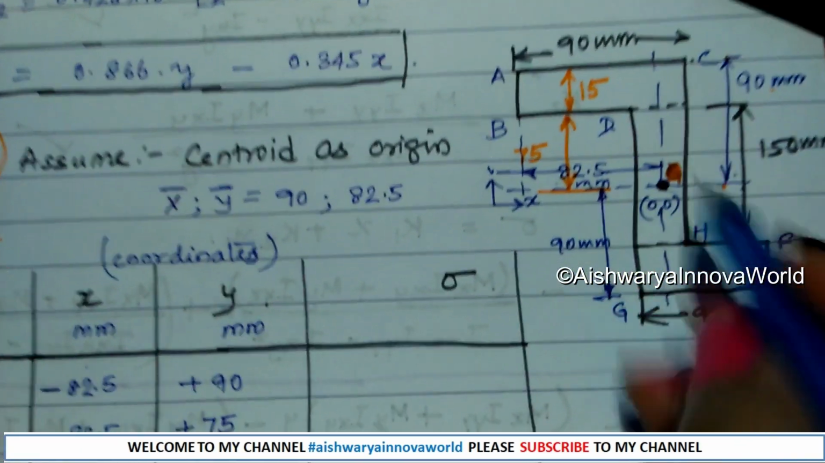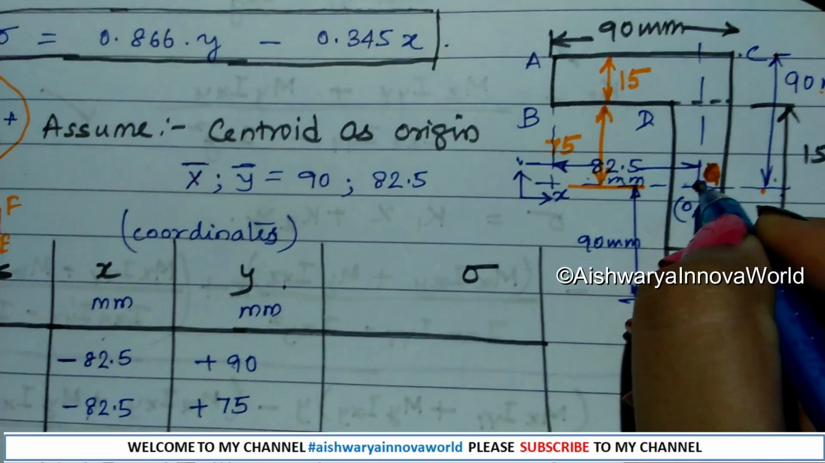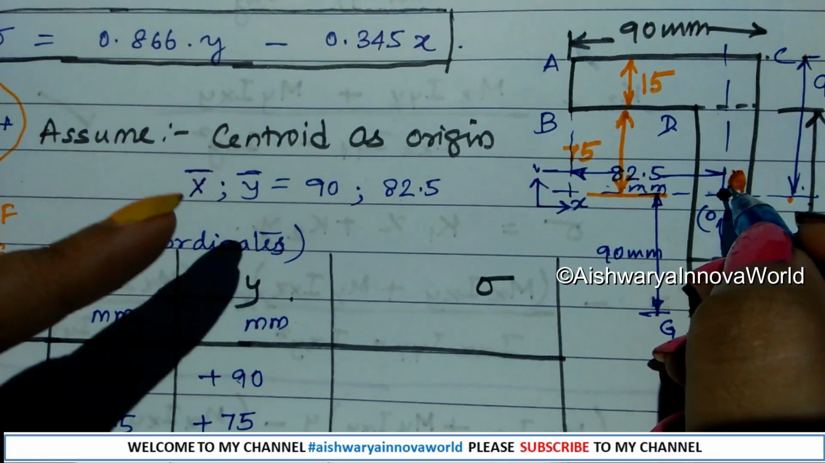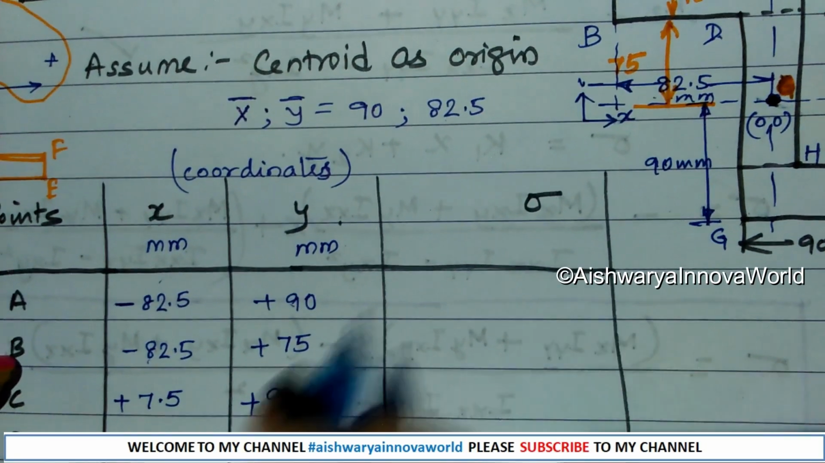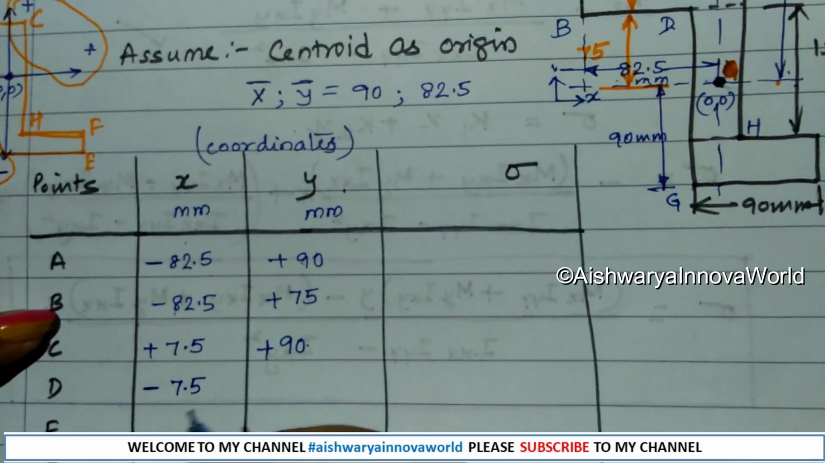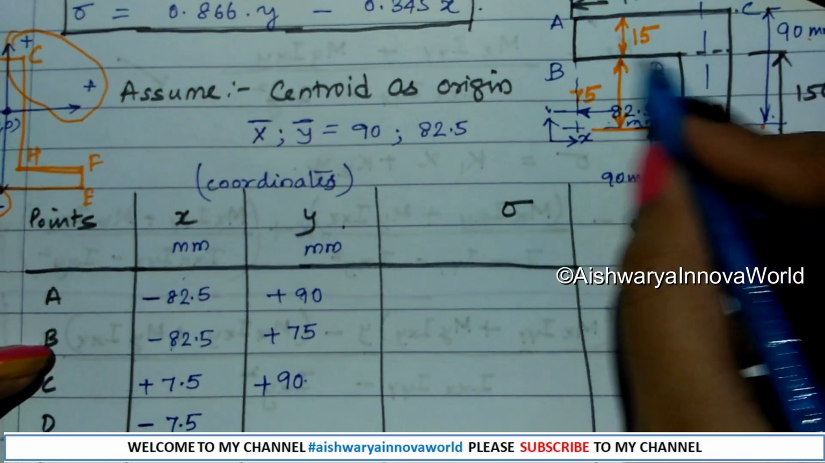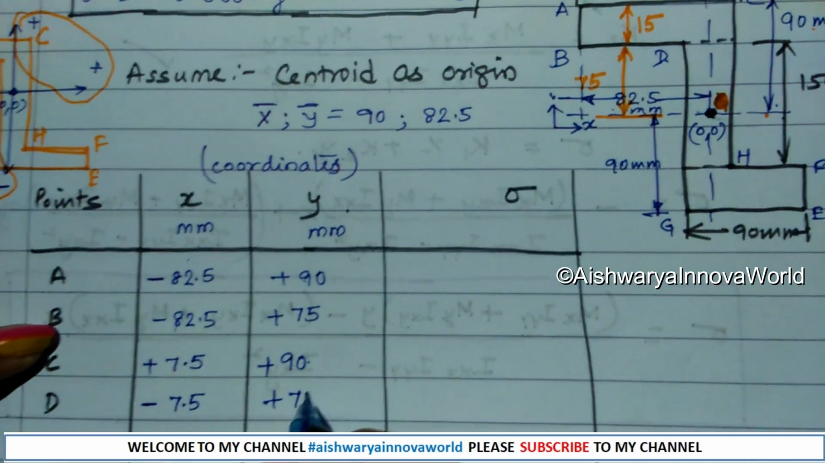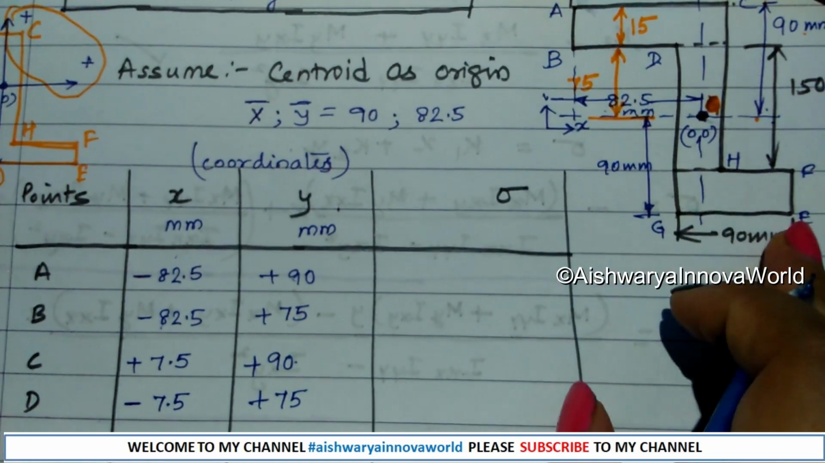See point D here. From the centroid point we have to take. From the centroid how much distance? It is on the left hand side. So left hand side means what we know? Negative. So first you mark as negative. How much negative? 7.5 negative. Now how much upward? See, B and D lie on the same zone. So what is the height? 75 plus 75. Similarly, you have to find for the other points.